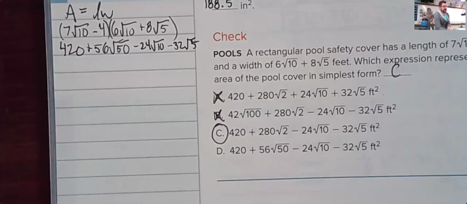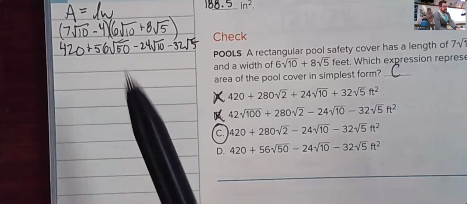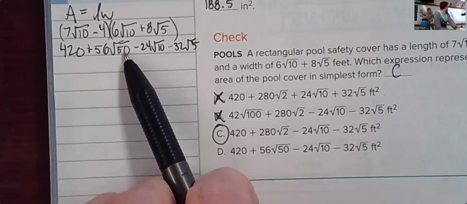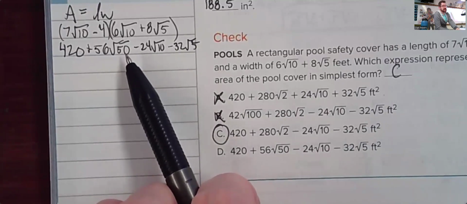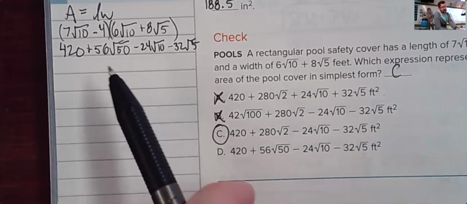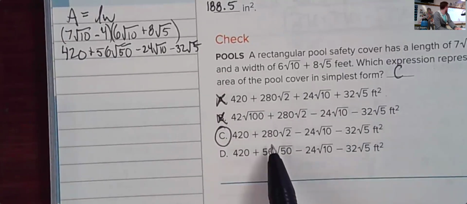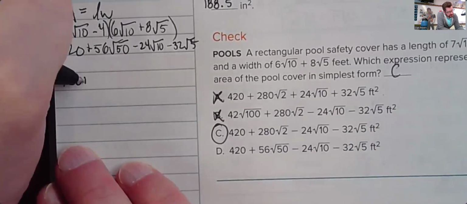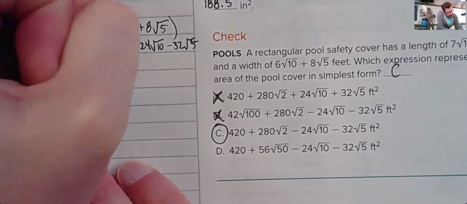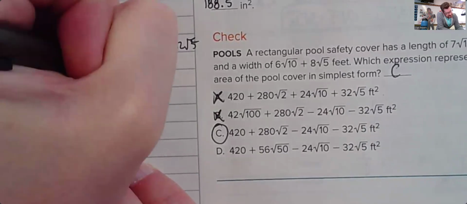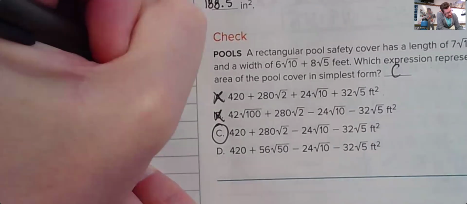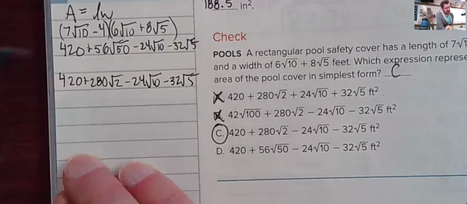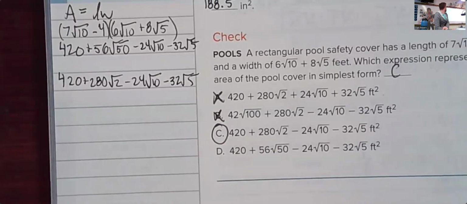So the only thing that needs to happen is to simplify this. The square root of 50 has a perfect square factor of 25. The square root of 25 is 5. 5 times 56 is 280. So we get 420 plus 280 root 2 minus 24 root 10 minus 32 root 5, making the answer C. Cool. That's the answer for that one.